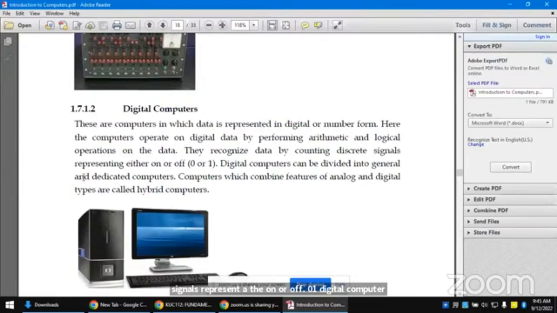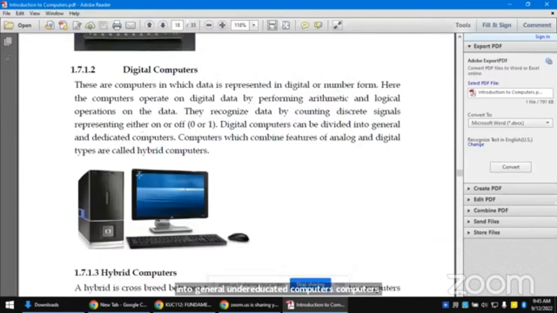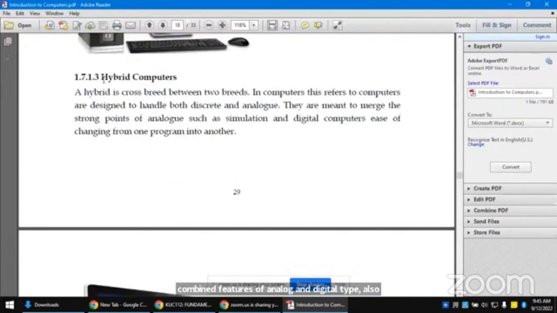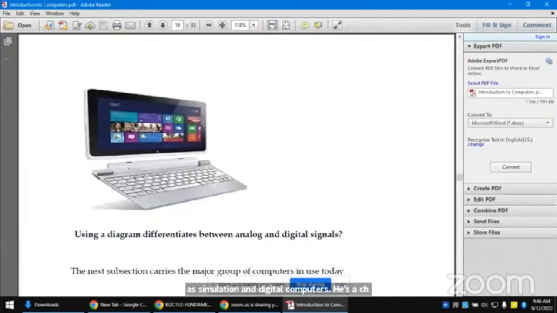Computers which combine features of analog and digital types are also called hybrid. So we are now introduced to the hybrid, where we have the crossbreed between analog and digital. A hybrid is a crossbreed between two breeds. In computers, this refers to computers designed to handle both discrete and analog data. They are meant to merge the strong points of analog, such as simulation, and digital computers' ease of changing from one program into another.